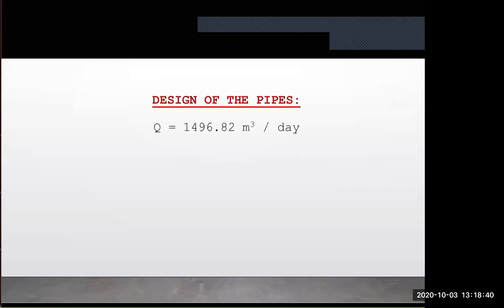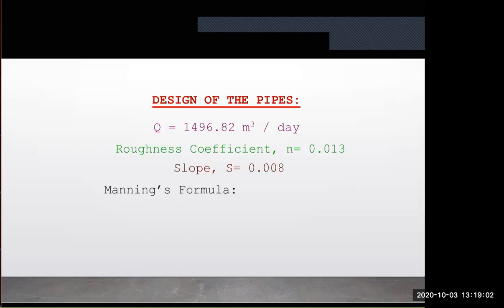So, we go now to the design of your pipes. Your discharge is equal to 1496.82 cubic meters per day. So, remember your formula, Q is equal to AV, or Q is equal to volume divided by the time. But you also have another formula, that is your Manning's formula. So, let's say that the Manning's roughness coefficient is equal to 0.013.